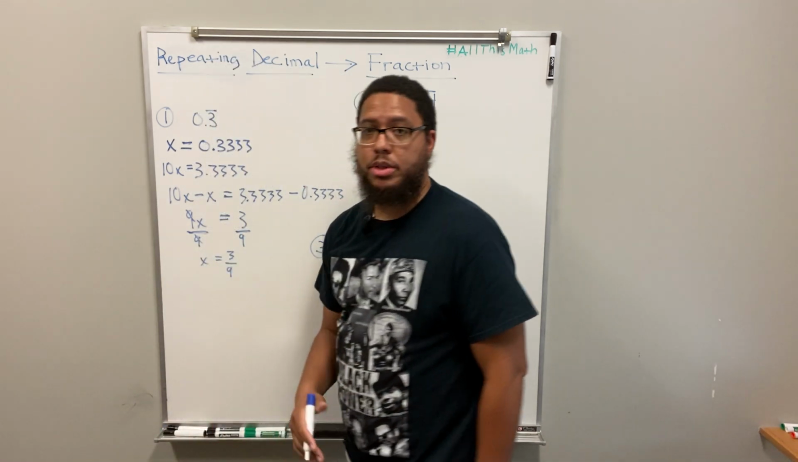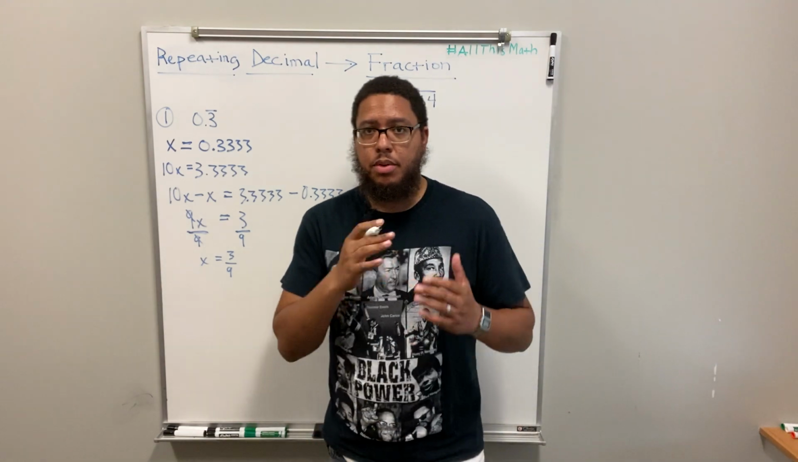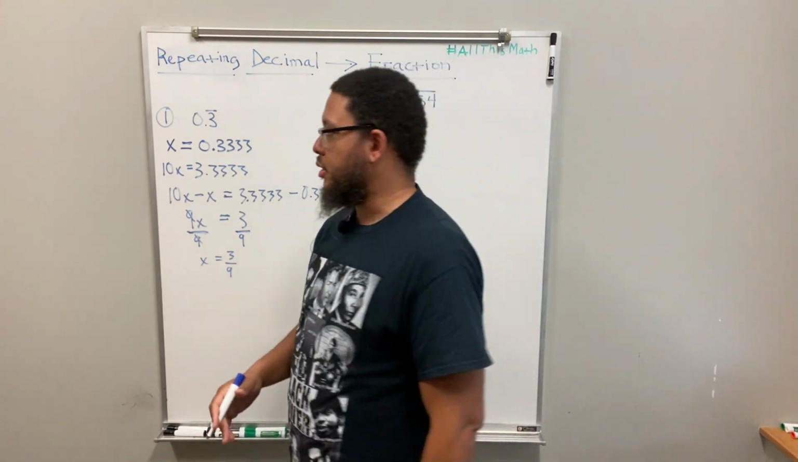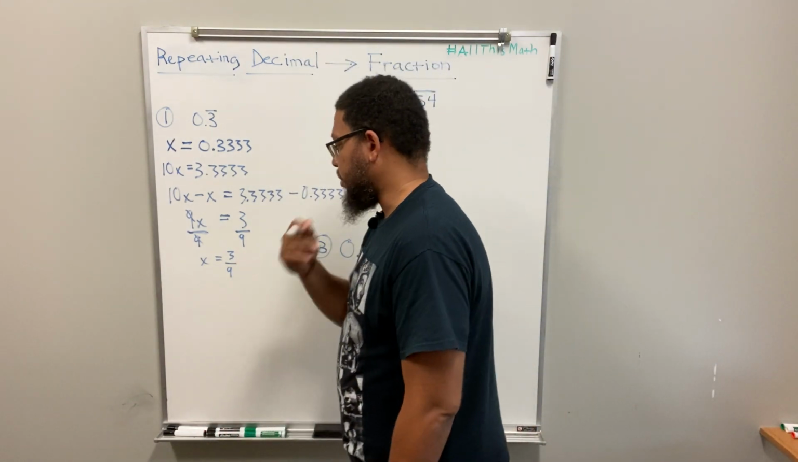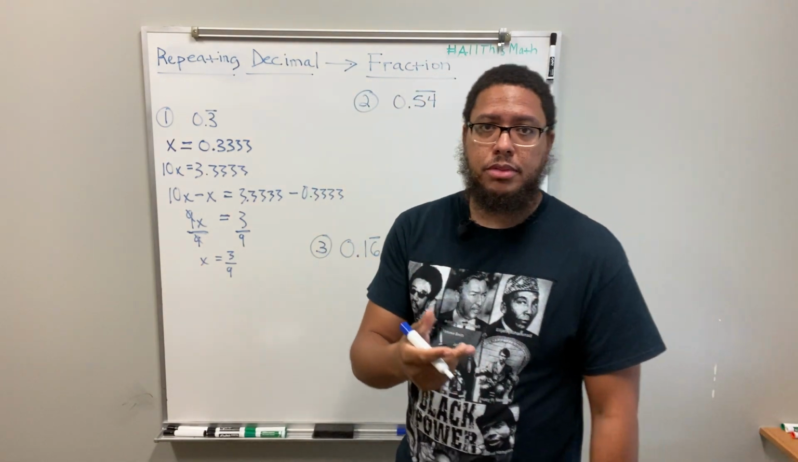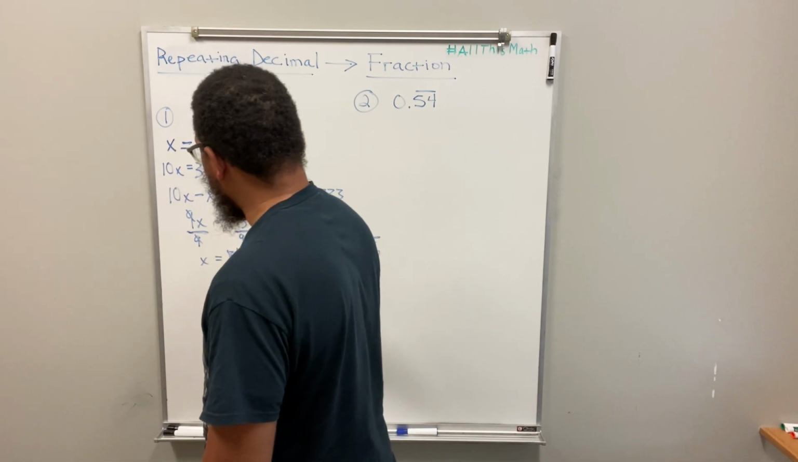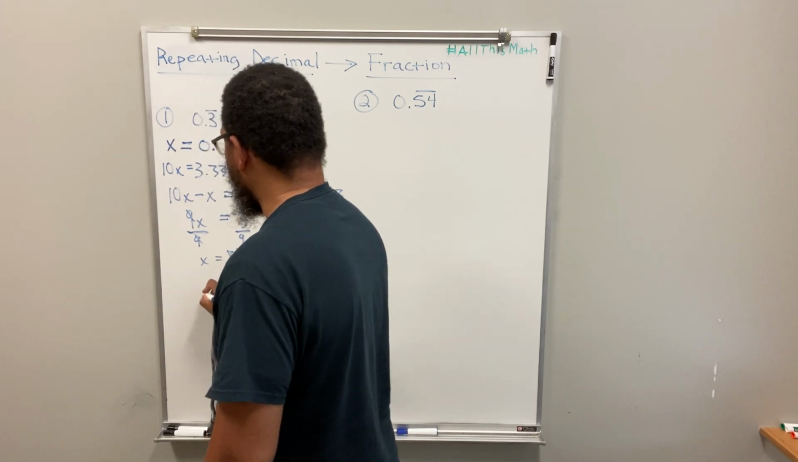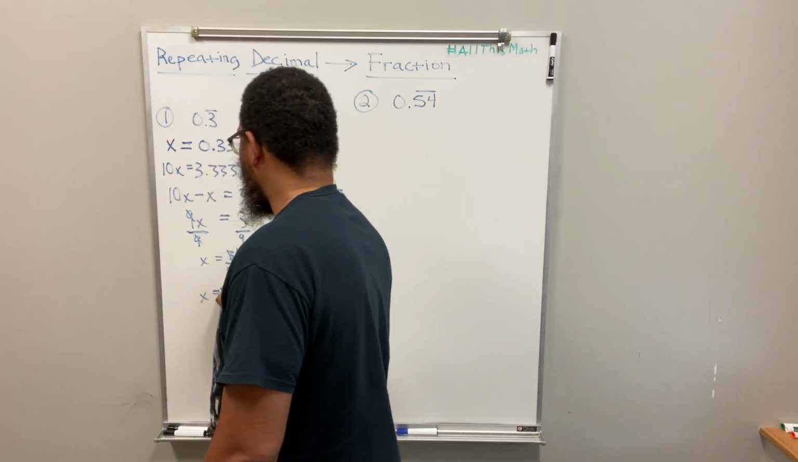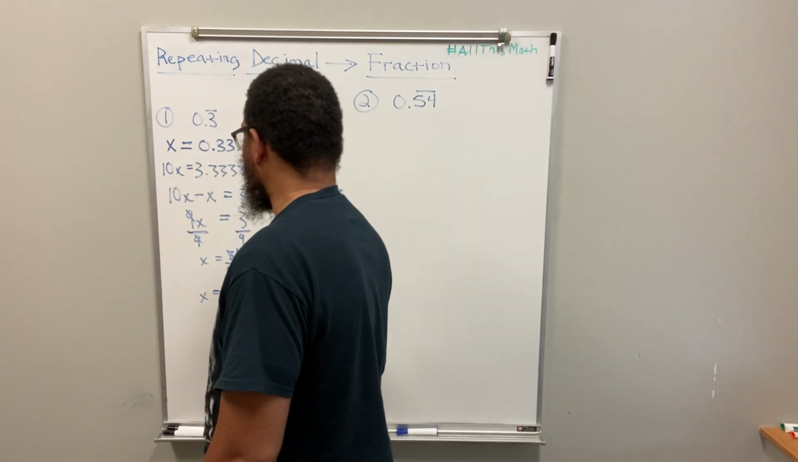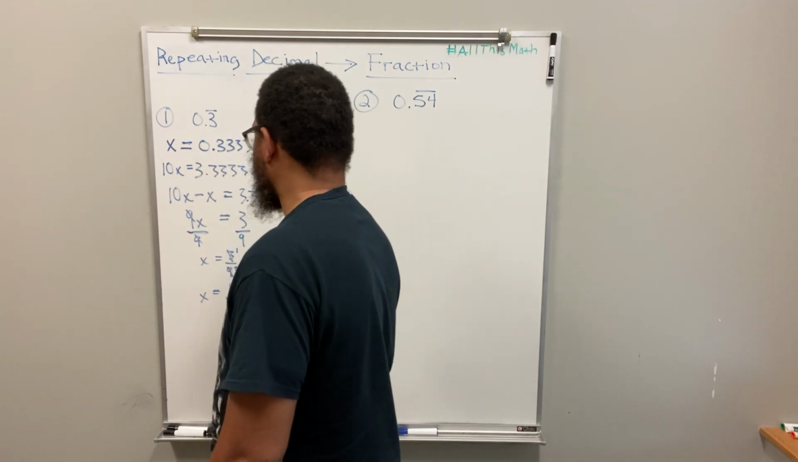But wait, always reduce fractions whenever possible. So the greatest common factor between 3 and 9 is 3. So that means I'm going to divide each of these numbers by 3. 3 divided by 3 gives me 1. 9 divided by 3 gives me 3. So that's like proof that 0.3 repeating is equal to 1/3, right?